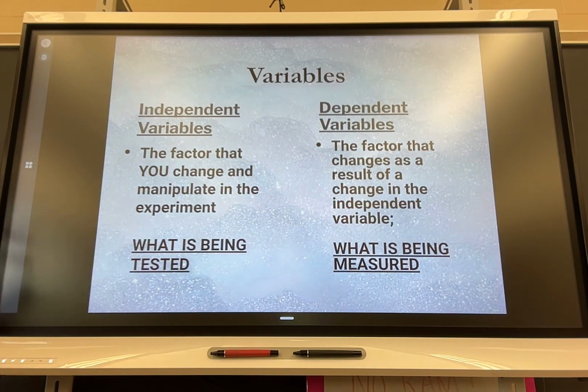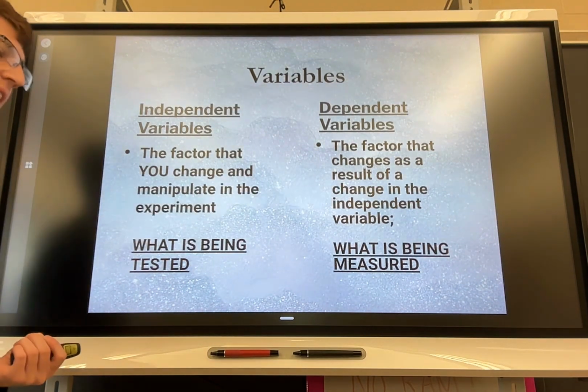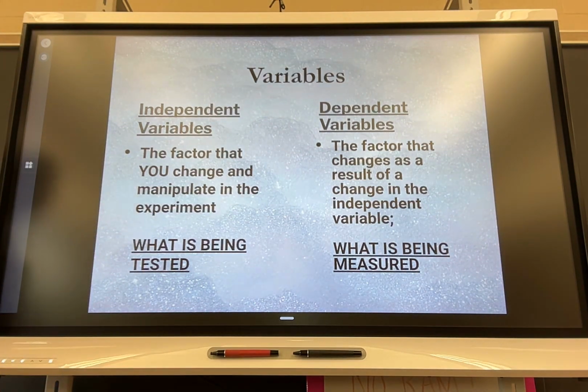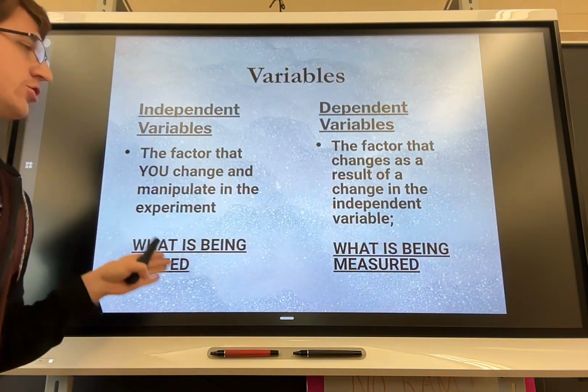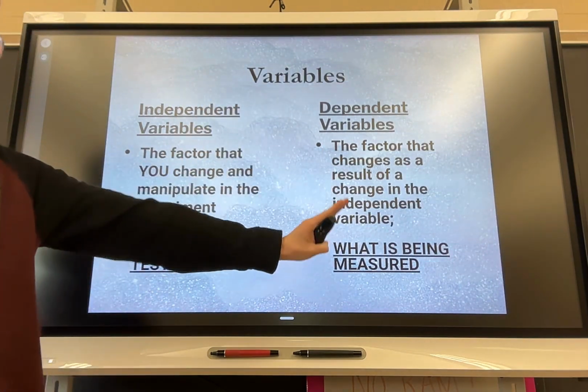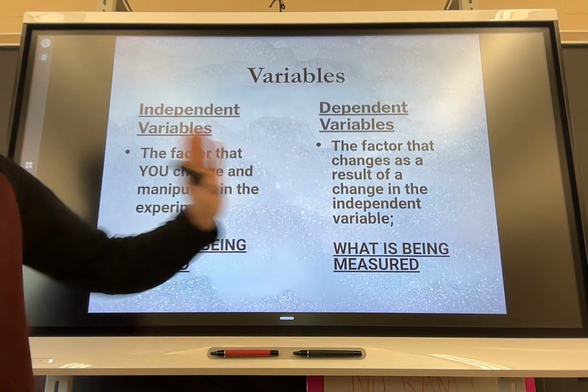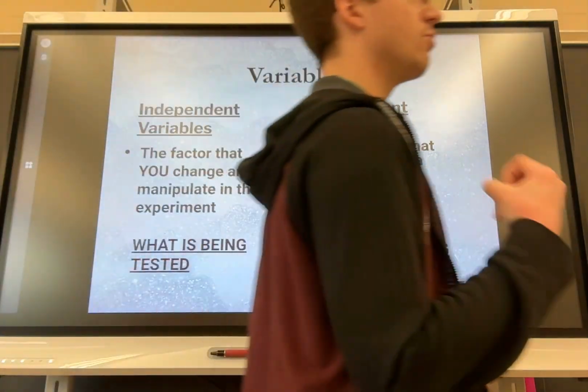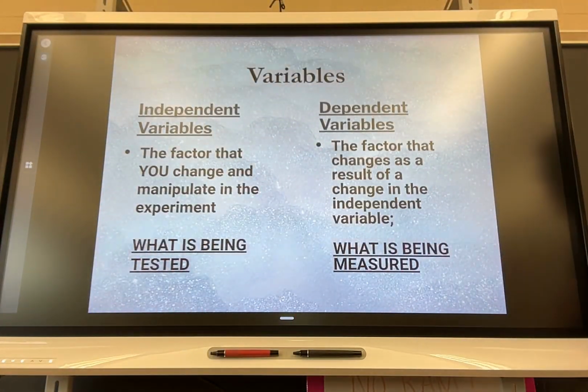Some other classes may have testing chemicals on different organisms. That's another lab we'll be doing. In that case, the different chemicals will be the independent variable. Once we measure that, the measurement is the dependent variable. So this is going to be what changes as a result of the independent variable.